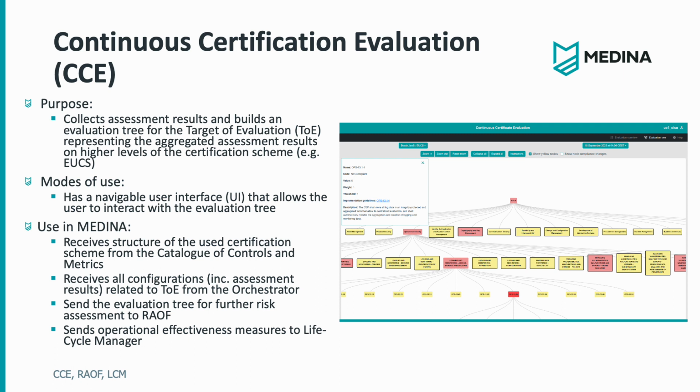It receives the structure of the used certification scheme from the catalog of controls and metrics, which can be seen in another training video. The configurations regarding the target of evaluation are received from the orchestrator, which can also be seen in another dedicated training video. Once it has built the evaluation tree, it is sent to the Risk Assessment and Optimization Framework. Furthermore, it calculates statistics about the historical compliance of a cloud service, which are called operational effectiveness.